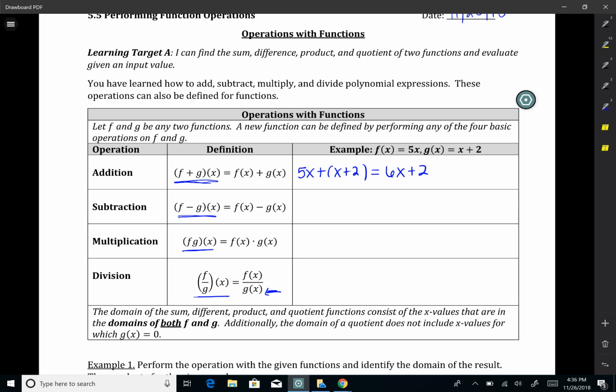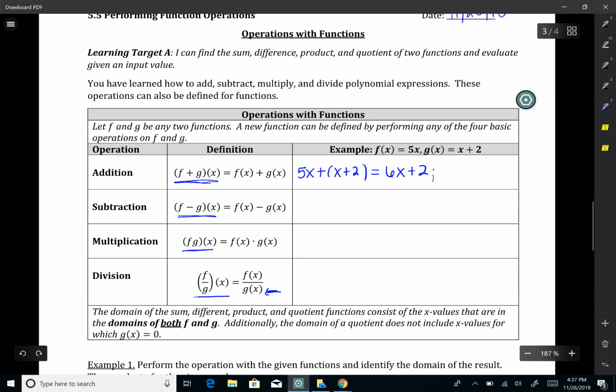What these graphs are will help us think about domain. f of x equals 5x is a line with a slope of 5 and a y-intercept of 0. g of x equals x plus 2 is also a line that has a slope of 1 and a y-intercept of 1. If you remember, any polynomial function, which could be a line, a parabola, cubic, has a domain of all real numbers. So both of these are starting with domains of negative infinity to positive infinity, and adding them together does not change that.